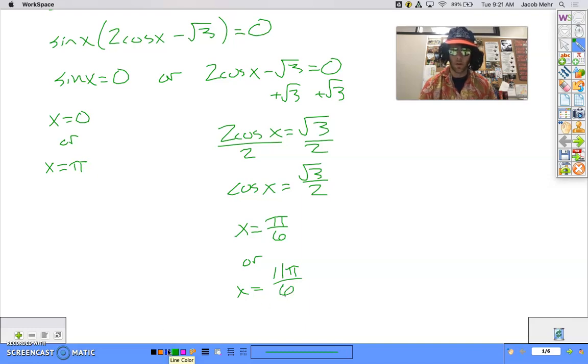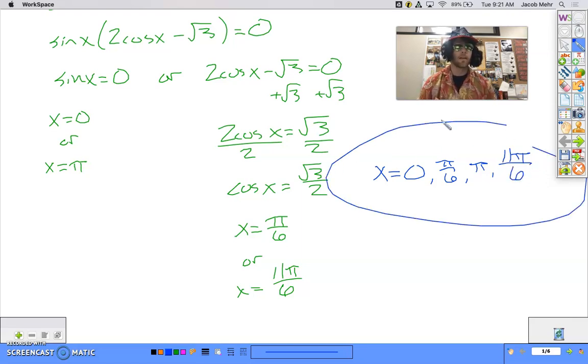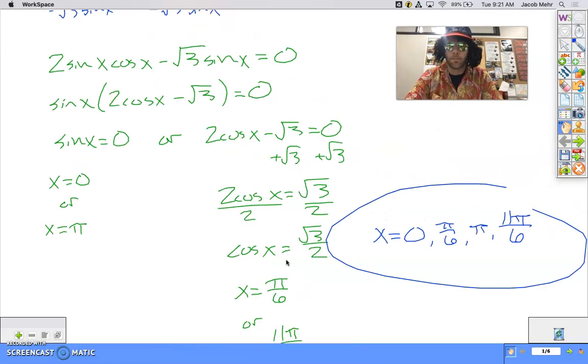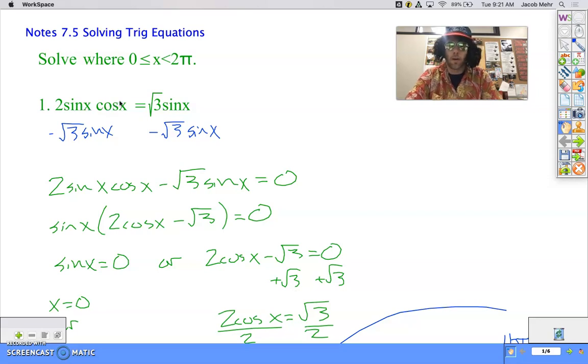Okay, so in the first revolution, how many solutions to this equation do we have? We have 4. And if you're like me, you'd like to probably put these in order from least to greatest. So we'd have 0, pi over 6, pi, and 11 pi over 6 as your 4 solutions. Now, how can we check our answers? Well, let's go back to the original problem. Well, we can check our answers by graphing. Let's graph 2 times the sine of x cosine of x. And let's graph the square root of 3 times the sine of x. And let's find out where they intersect.